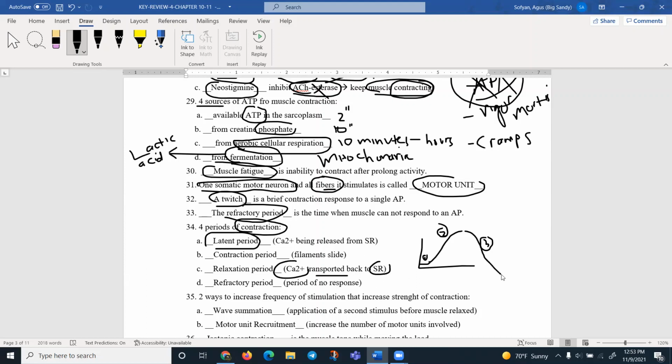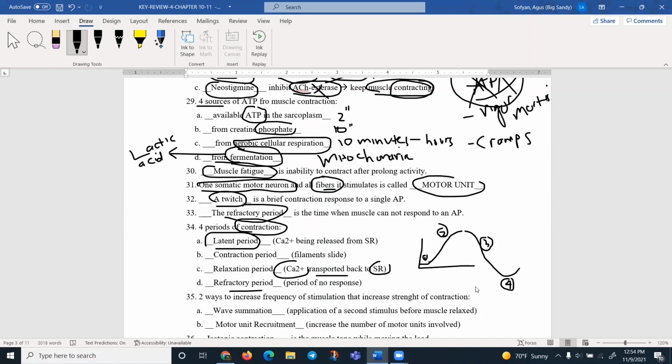And then after that, number 4 here will be the refractory period. This is when the muscle is not responding to any other stimulus. So this is one contraction. This is one twitch. And usually it is not meaningful.